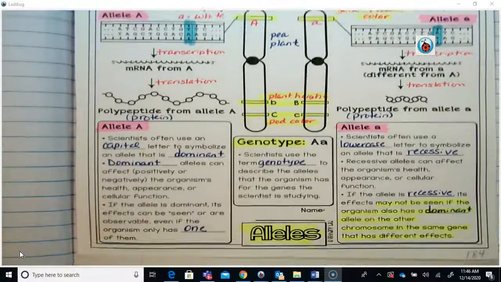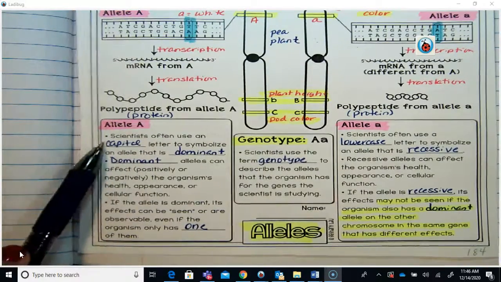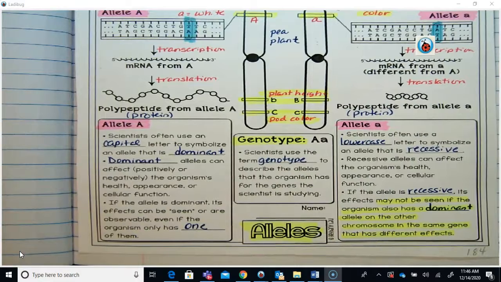Okay, talking specifically about the big A allele. Scientists often use a capital letter or an uppercase letter to symbolize an allele that is dominant. Dominant alleles can affect, either positively or negatively, the organism's health, appearance, or cell function. If the allele is dominant, its effect can be seen or is observable, even if the organism has only one of them.